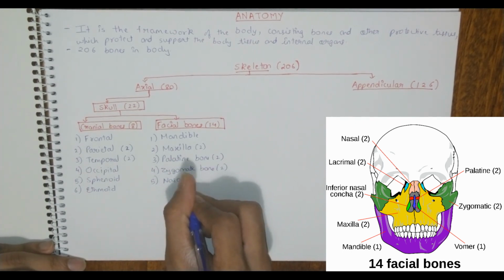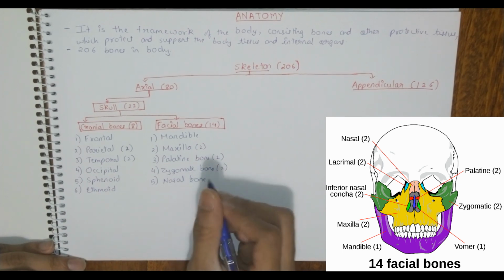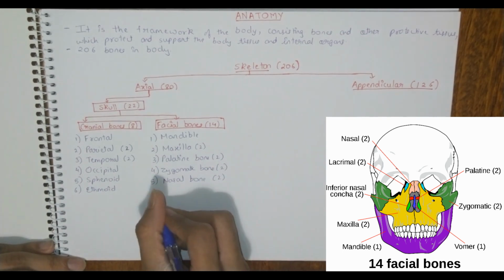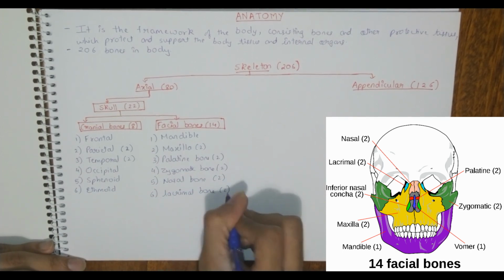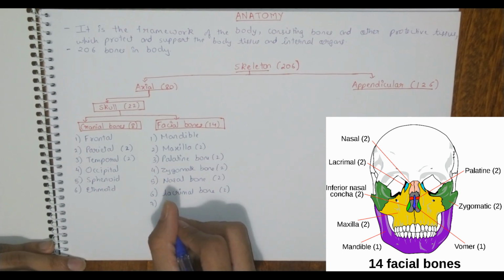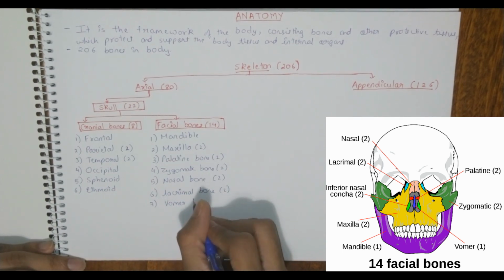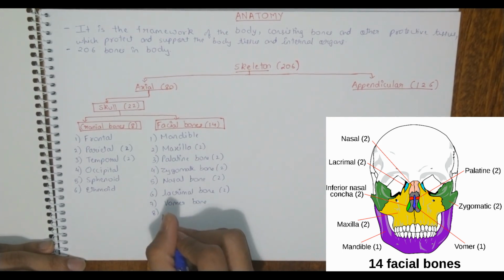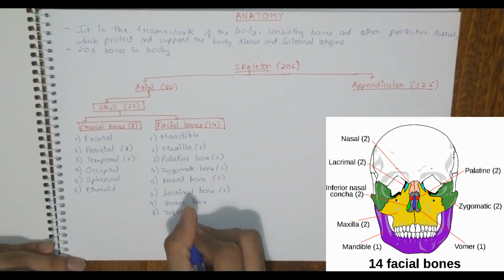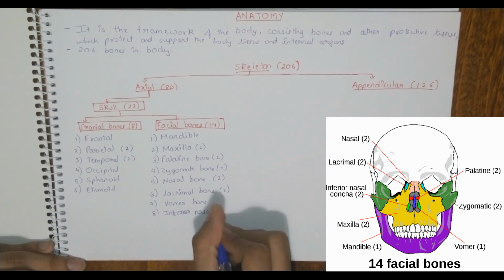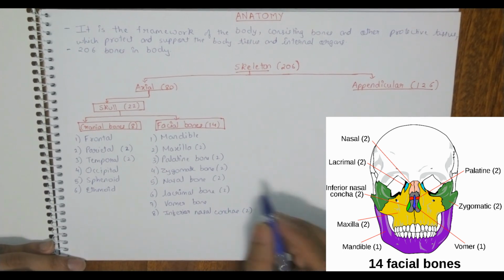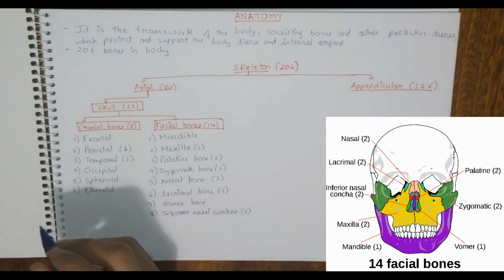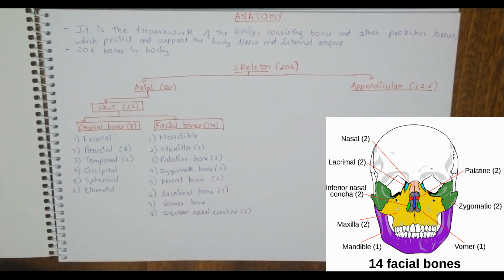Nasal bone, which is also 2. Lacrimal bone, which is 2. Two more remaining. There is the vomer bone, which is 1, and the last one is the inferior nasal concha, which are 2. You can count these 14 bones. So in total, you can see these are 22 skull bones.